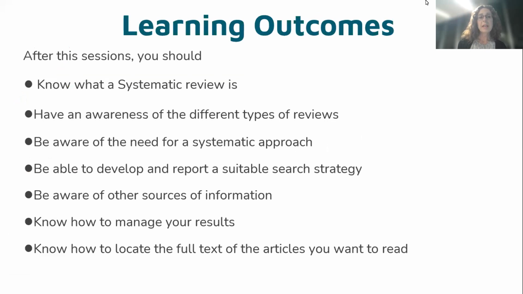So as I said, this is part 1 of 2 sessions. After the 2 sessions, you should know what a systematic review is, have an awareness of the different types of review there are, be aware of the need for a systematic approach, and be able to develop and report a suitable search strategy, and be aware of the other sources of information that you'll need to use, know how to manage your results, and know how to locate the full text of the articles you want to read.